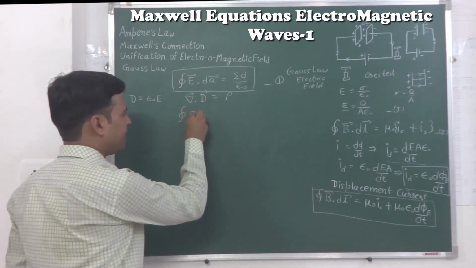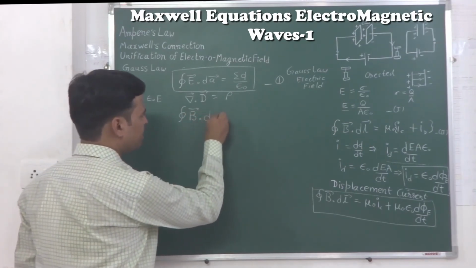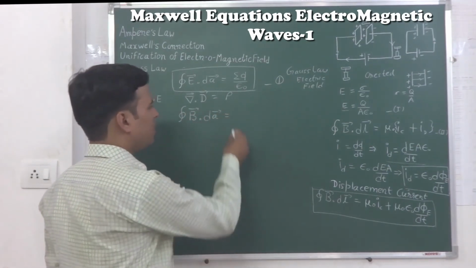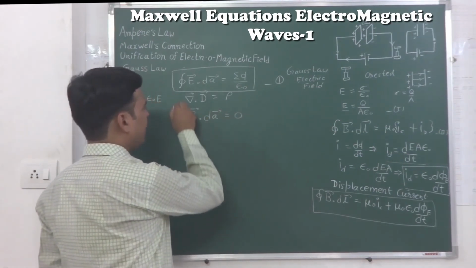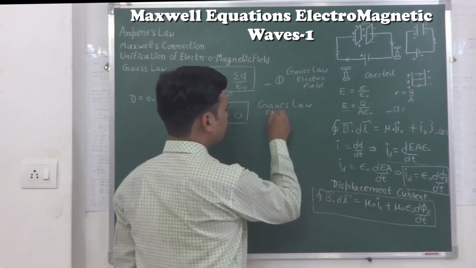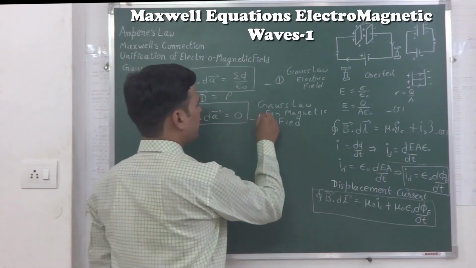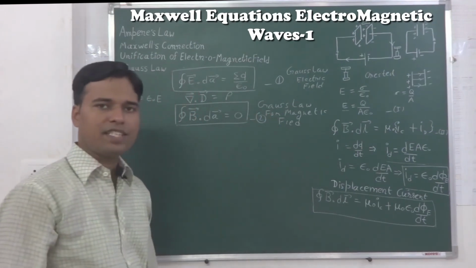Now dear students, the second equation is very similar to the first equation, but this equation is related to magnetic field flux. The integral of B vector dot dA vector is equal to 0. It is the Gauss law for magnetic field. This is the second Maxwell's equation.